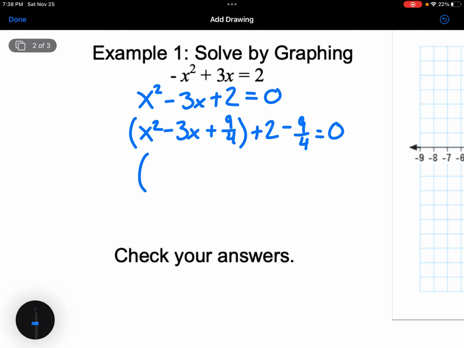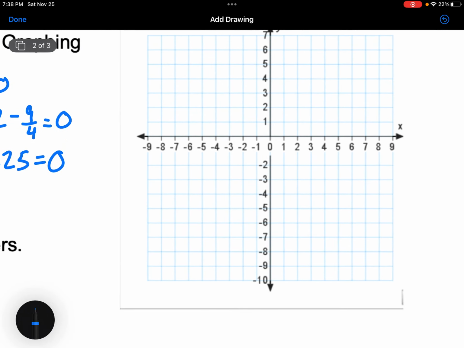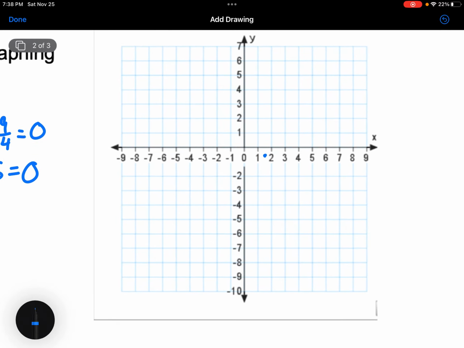And then we're going to have our perfect square, which would be x minus, and I'm just going to put it as a decimal, 1.5 squared. And then this would be, what's that? Minus 0.25. Okay, equals 0. We would plug our values in here. So we're going to have minus 0.25, so it's going to be somewhere right in here. And we would go over 1, up 1.